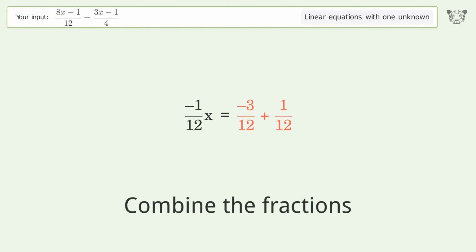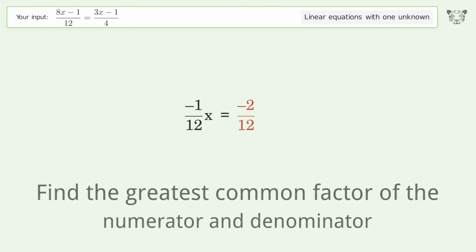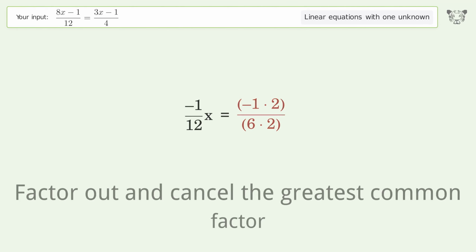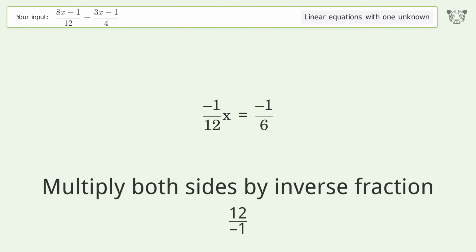Combine the fractions. Combine the numerators. Find the greatest common factor of the numerator and denominator. Factor out and cancel the greatest common factor. Isolate the x. Multiply both sides by inverse fraction 12 over -1.